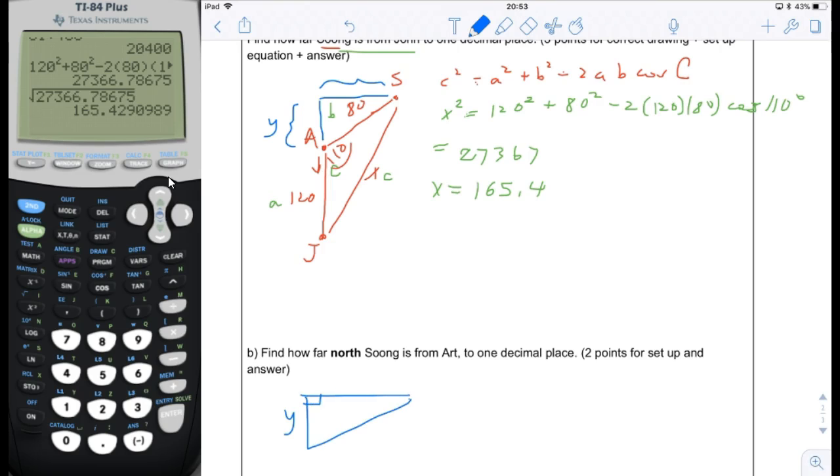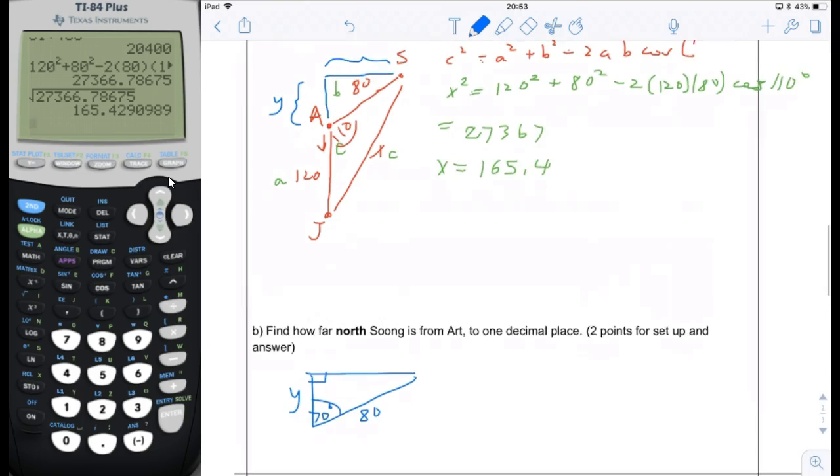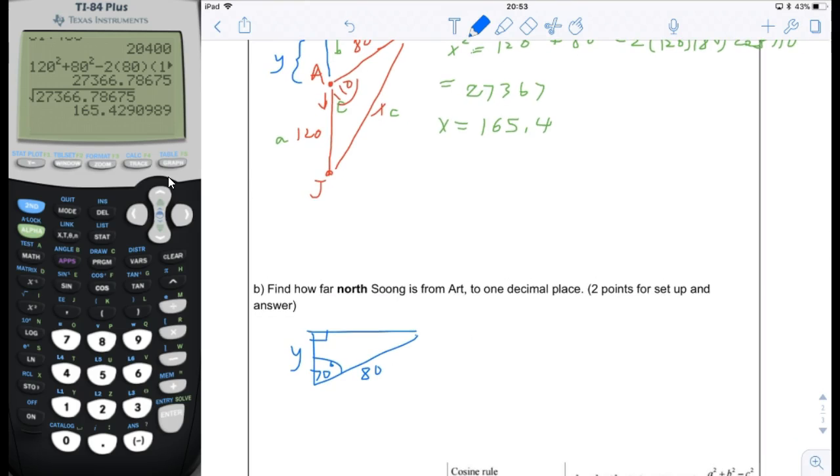We have this being 80, and this angle here is related to 110 degrees. Since 110 degrees helps complete this angle to be 180 degrees, we know it's 180 minus 110, so we know that this angle here happens to be 70 degrees. Okay? And we want to know what y is. So what are we going to use to solve for y in this case?